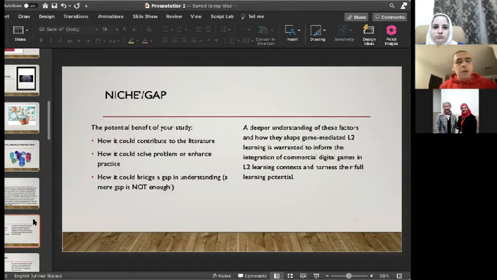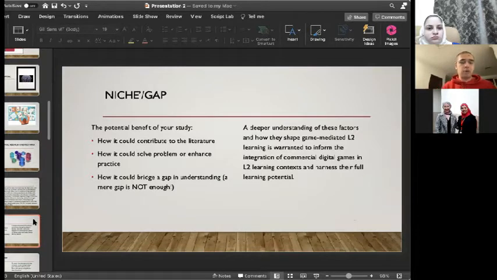The second part is the niche or the gap, and that's the potential benefit of the study: how it could contribute to the literature, how it could solve problems or enhance practice, how it could bridge a gap in our understanding. So just filling a gap or doing a study on something that was not done before is not sufficient.